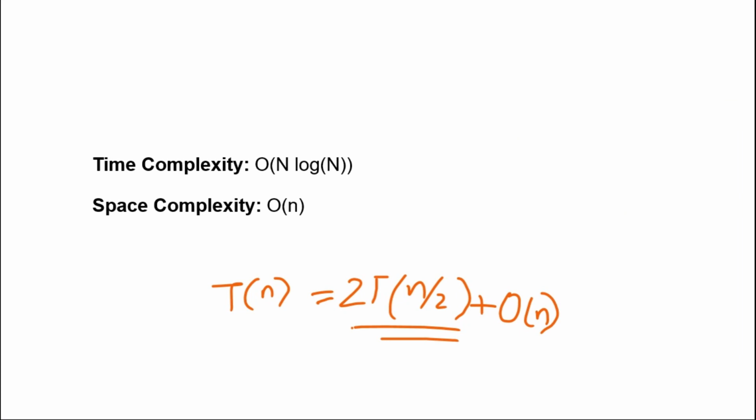The time complexity of merge sort can be given by solving the given recurrence relation, that is T of n equals 2T of n by 2 plus O of n. So if we solve this, we will get O of n log n, which is the time complexity of merge sort, and the space complexity is O of n.